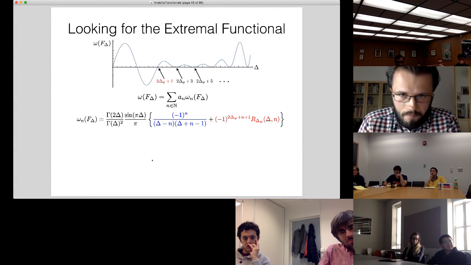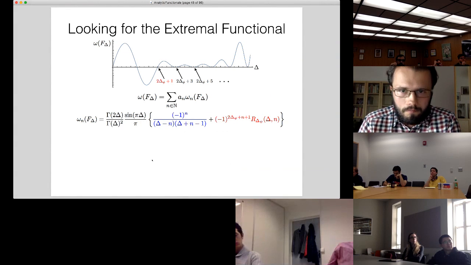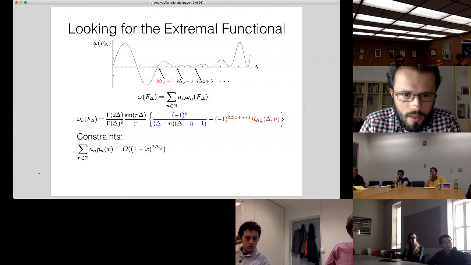And so how do we find the coefficients a of n corresponding to the extremal functional? Well, there are a number of constraints that the a n must satisfy. The first one I just mentioned: the kernel h of x must be sufficiently soft as s goes to 1.